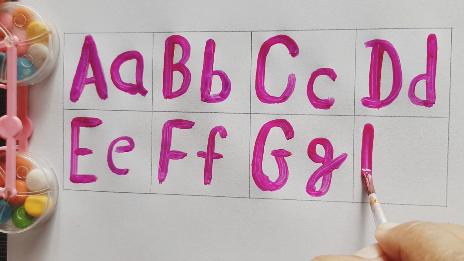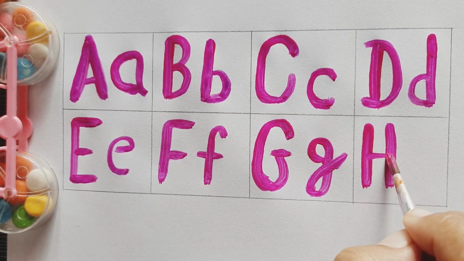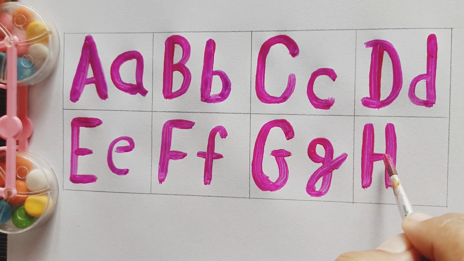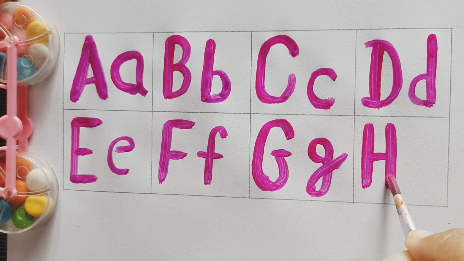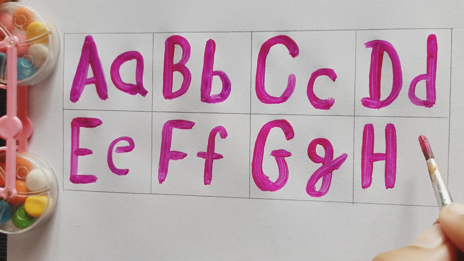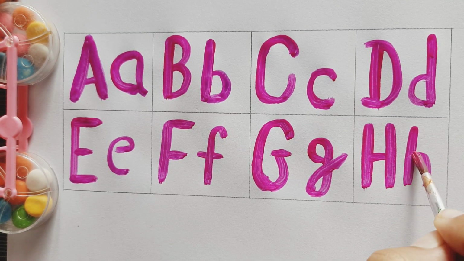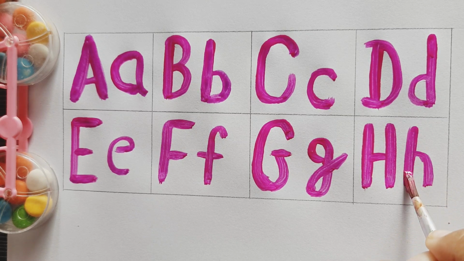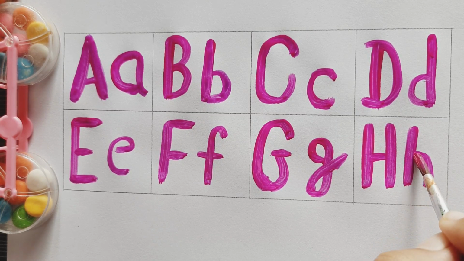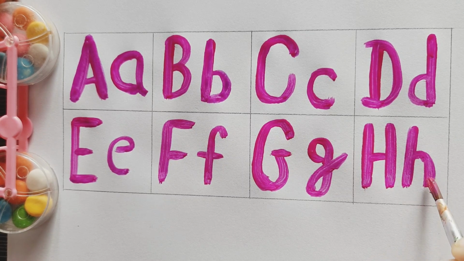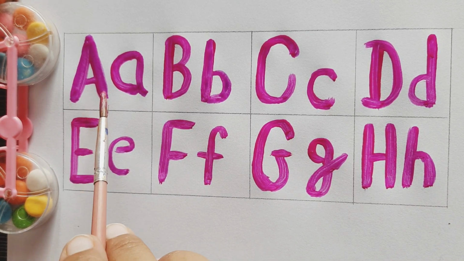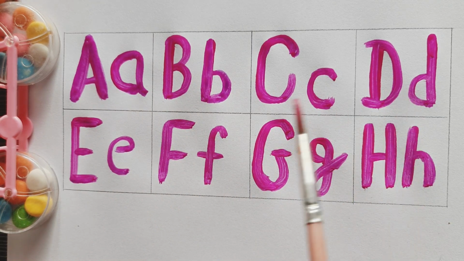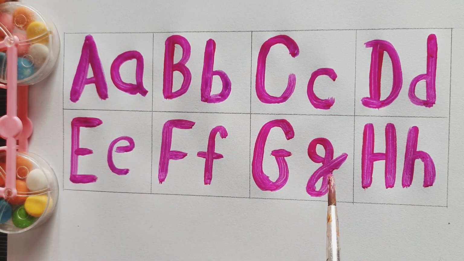H, H for hand, H for hat, capital H, small h, H for hand, H for hat, small h. A, B, C, D, E, F, G, H.